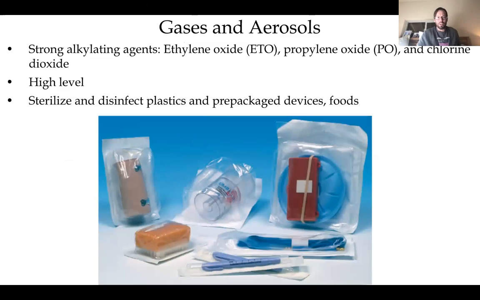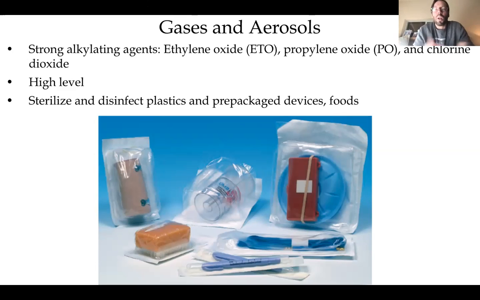So gases and aerosols, also alkylating, also high level, also not used on people, also used on devices that can't withstand the heat of an autoclave. So plastics that would melt, right? A lot of prepackaged foods or surgical equipment are going to be sterilized using this type of germicide.